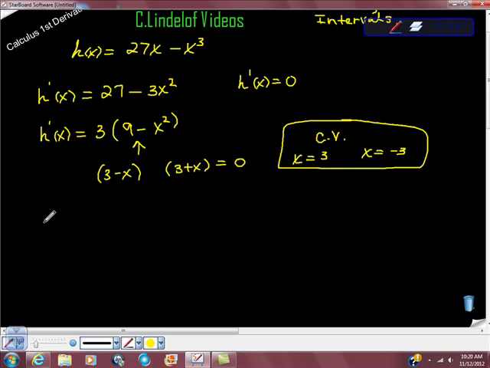And then you're going to set up our intervals. So we have set up this table: test intervals, and then we're going to test the sign of h prime of x on that interval, and then a conclusion. We should have done it with a test value, but we'll see.